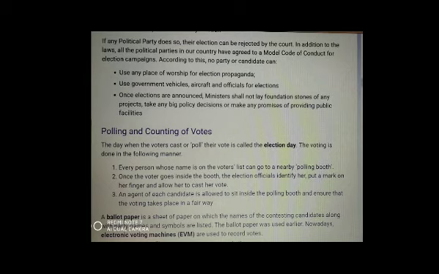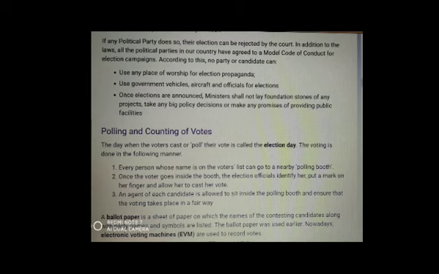In addition to the laws, all the political parties in our country have agreed to a model code of conduct for election campaigns. According to this, no party or candidate can, first one, use any place of worship for election propaganda. Second one, use government vehicles, aircraft and officials for elections. Third one, once elections are announced, ministers shall not lay foundation stones of any projects, take any big policy decisions or make any promises of providing public facilities.